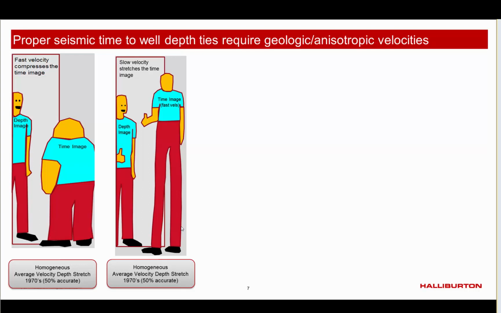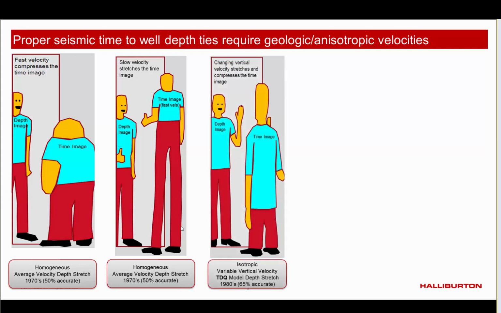We're 50% right, that's okay, just an average estimate of velocity. But as we get some better velocity models, if we have a stratified Earth where the velocity is changing just vertically, again, the seismic image gets distorted and stretched and compressed, and we've got to take that back to our real reservoir image on the left on this image here.